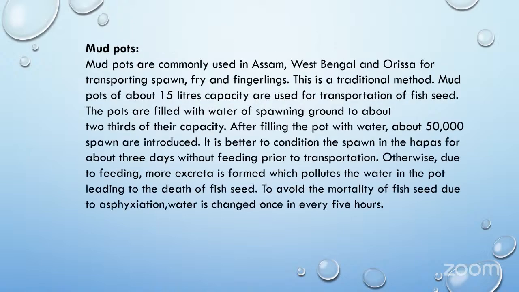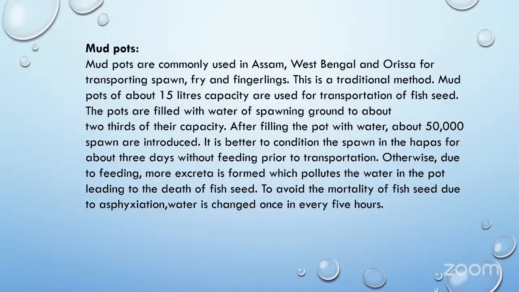Then, mud pots. Mud pots are commonly used in Assam, West Bengal, and Orissa for transporting spawn, fry, and fingerlings. This is a traditional method. Mud pots of about 15 liters capacity are used for transportation of fish seed. The pots are filled with water to about two-thirds of their capacity. After filling the pot with water, about 50,000 spawn are introduced.